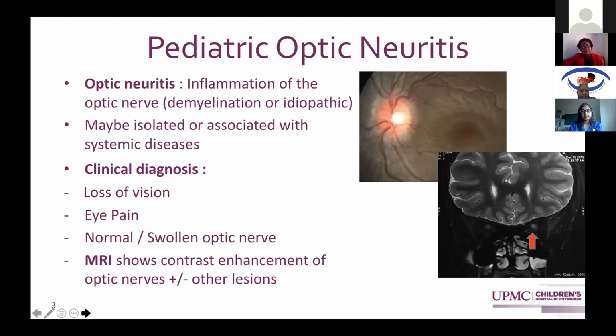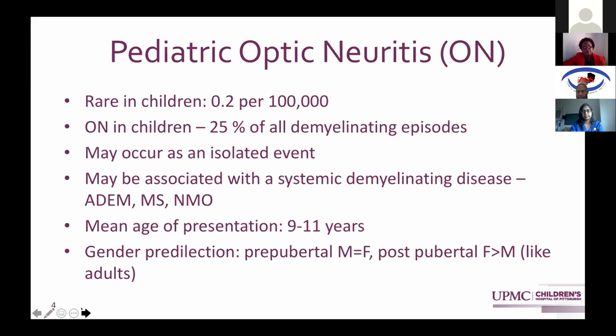Optic neuritis, as we all know, is inflammation of the optic nerve. It may be isolated or it may be associated with other systemic diseases. It's largely a clinical diagnosis when a patient presents to you with loss of vision, often associated with eye pain, specifically pain on eye movements. The optic nerve may be normal or swollen, and the MRI, like you see here in this picture, shows some contrast enhancement of the optic nerves, plus some other lesions.